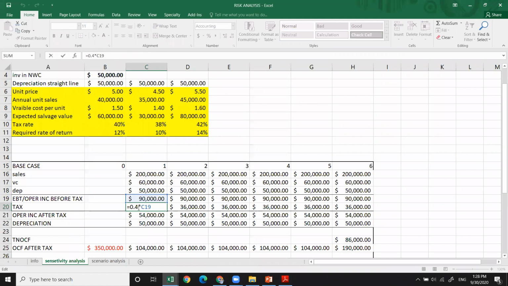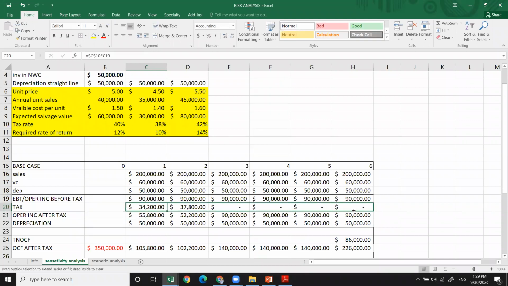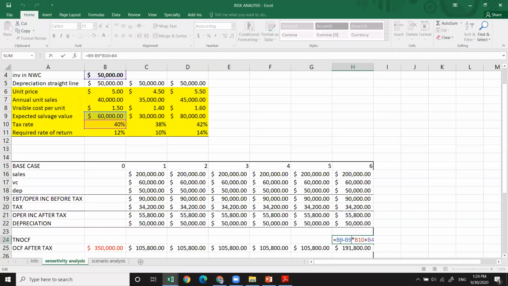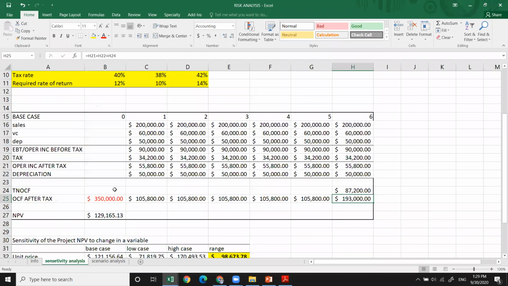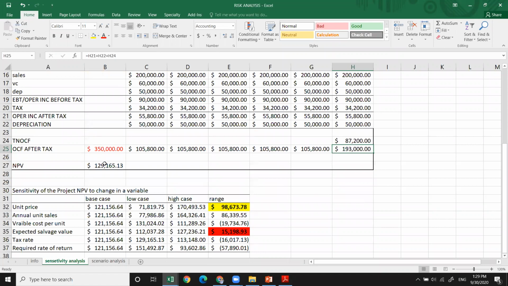Tax rate will be 38%, not 40%. Oops, I have to fix this. 38. Okay, and my terminal operating cash flow will change with the tax rate. My tax rate is 38%. Now let's see what happened to your NPV. My NPV increased once the tax reduced.